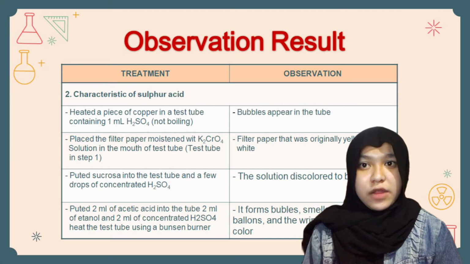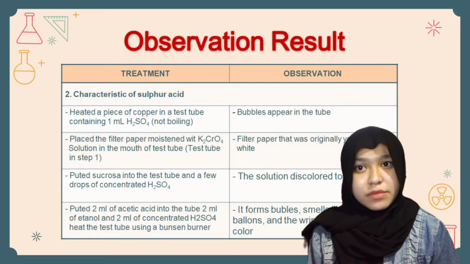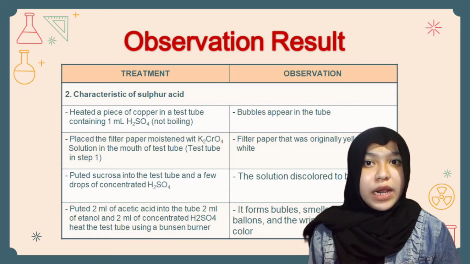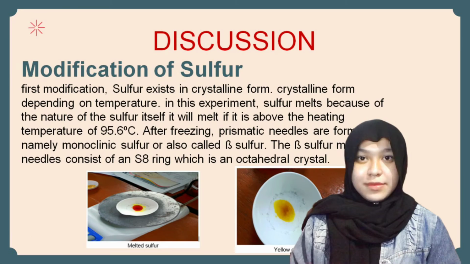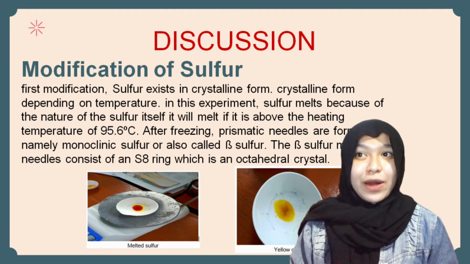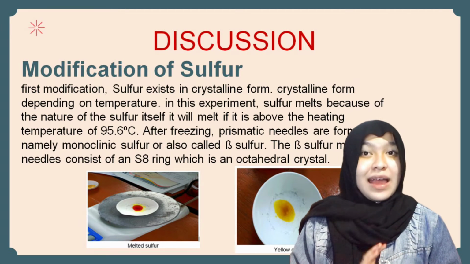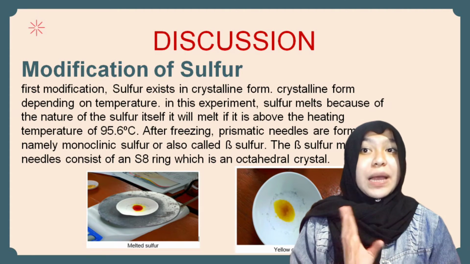Observation: it forms bubbles, smells like wind, balloons, and the ringlets don't change color. Next, discussion: modification of sulfur. First modification: sulfur exists in crystalline form depending on temperature.